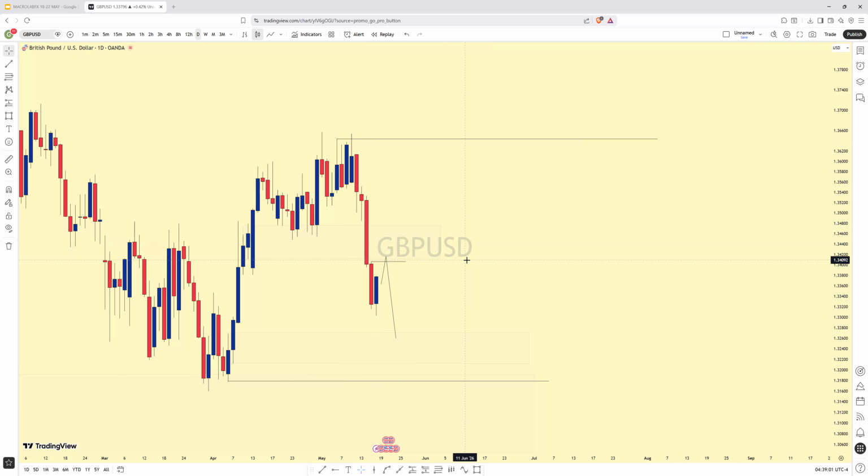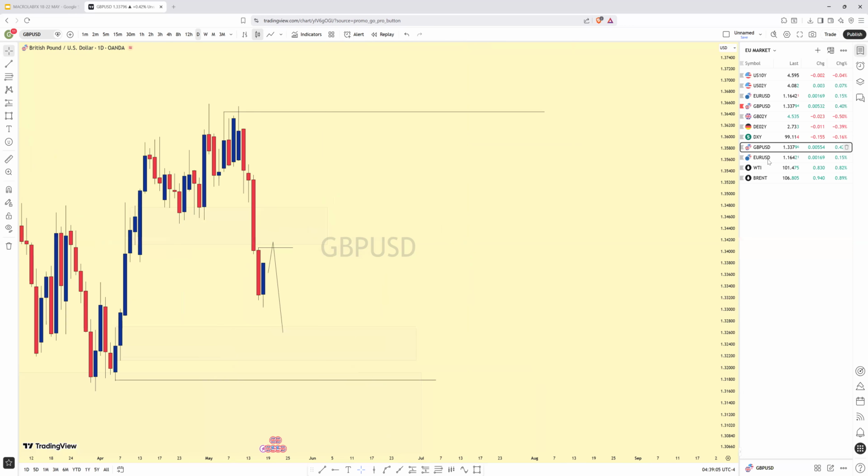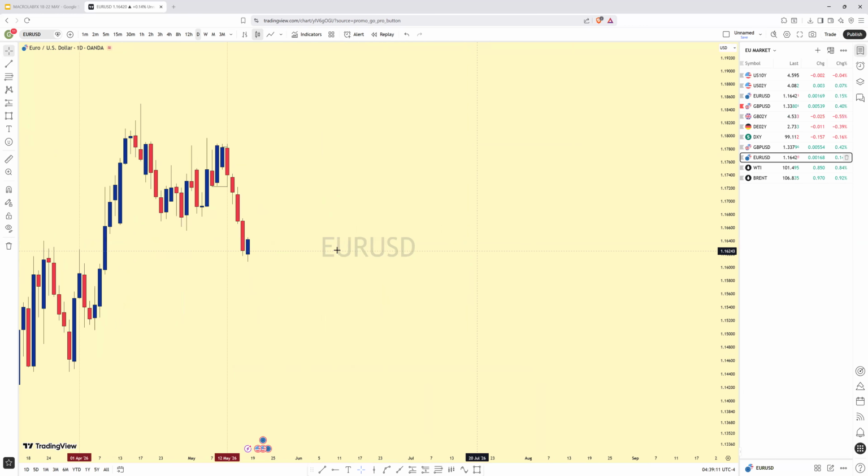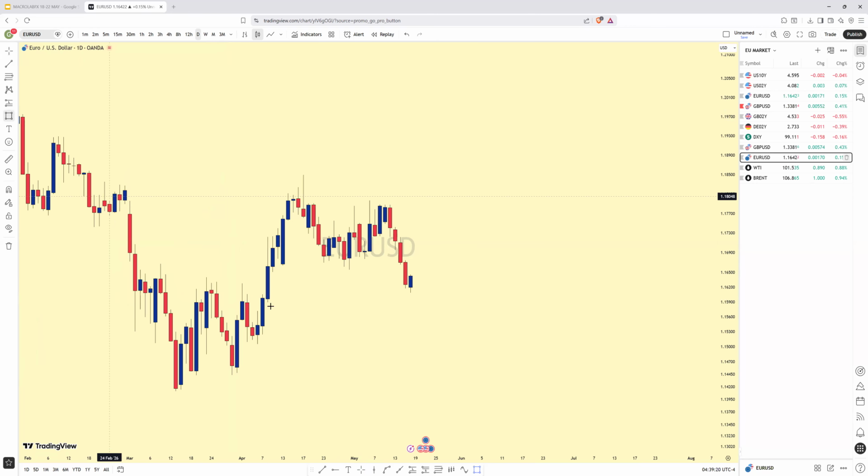We'll look at it anyway. Let's look at pound USD, what that guy is up to. We're still expecting a sell from pound USD. So primarily I want to see this guy drop into this zone.